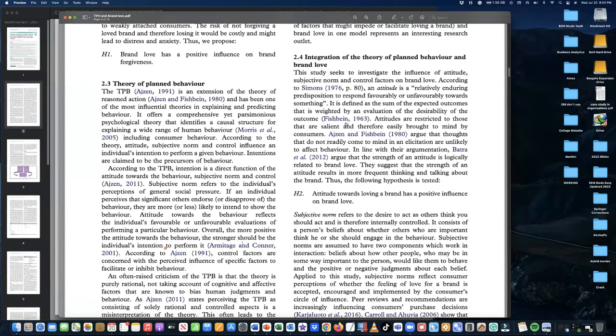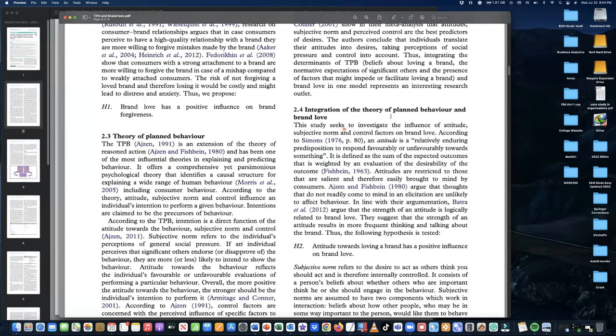Now he integrates, listen very carefully, integration of the theory of planned behavior. Leave the abstract world and come into the real world. Integrate the theory of planned behavior to brand love. Do you understand what I was telling you earlier? So the theoretical framework we have is the theory of planned behavior. But we are now moving from that level to put it into what we want to study, the concept. The concept you said is brand love. So you are placing it there. The study seeks to investigate the influence of attitude, subjective norm, and control factor on brand love. So we are leaving the theoretical state to the conceptual state now.